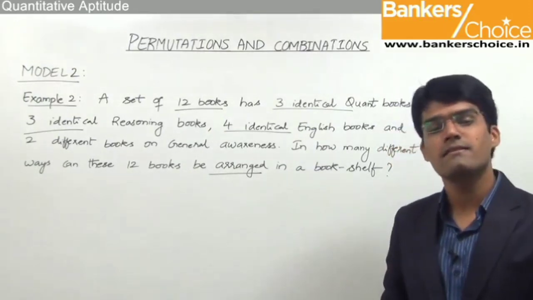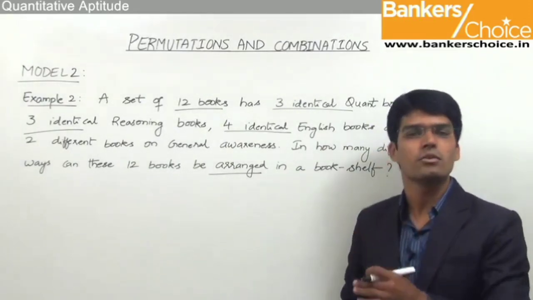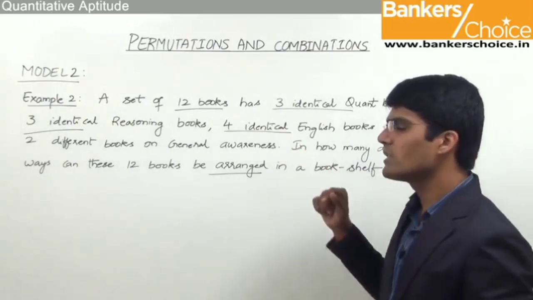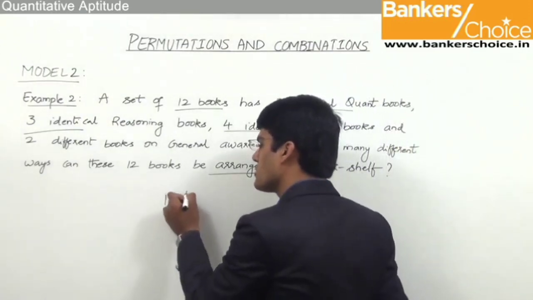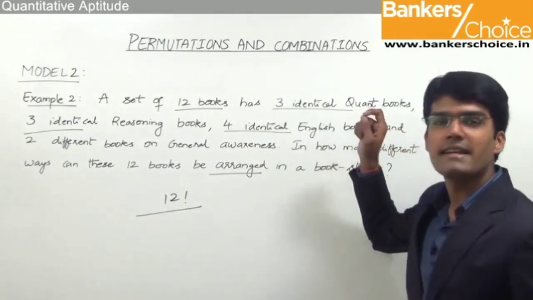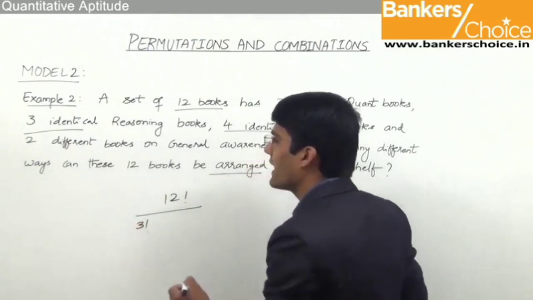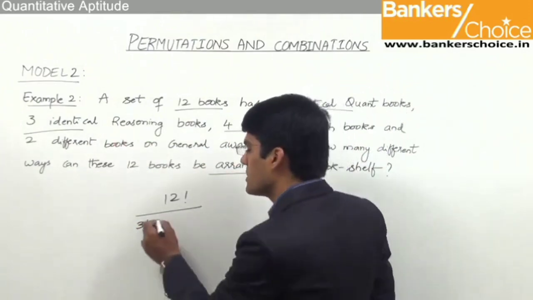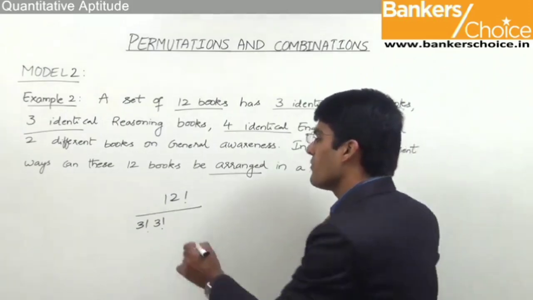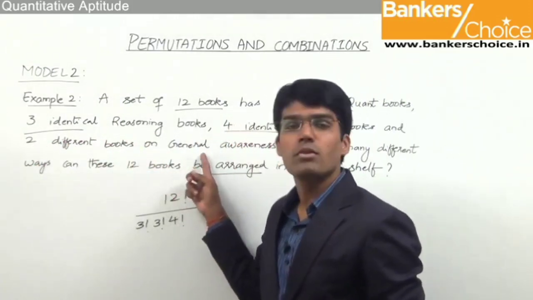And the answer in such cases should be taken as n factorial divided by p factorial into q factorial into r factorial. So let's see what will be the answer for this question. Now as there are a total of 12 books, the numerator should be 12 factorial divided by, we know that there are 3 quant books which are identical to each other, similar to each other. So divided by 3 factorial. Again we have got 3 identical reasoning books which gives us another 3 factorial and 4 identical English books which gives 4 factorial. Remember, these 2 books are different books on general awareness.